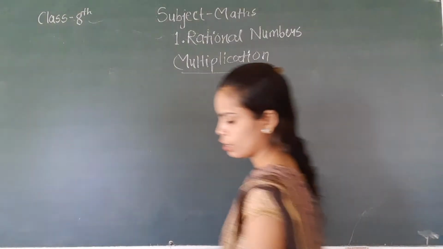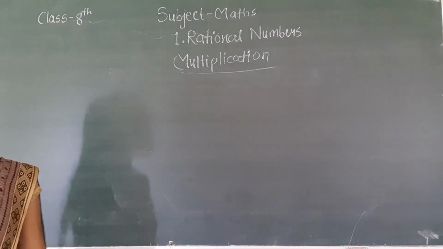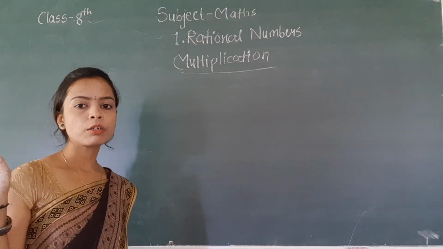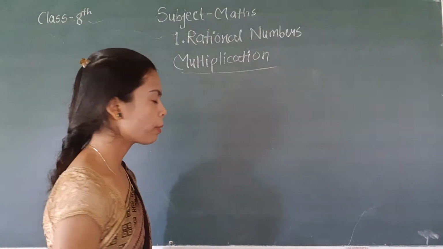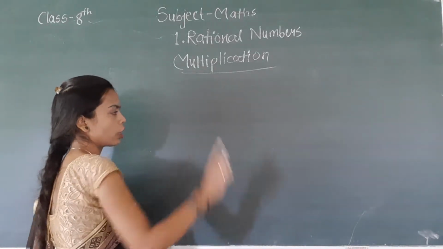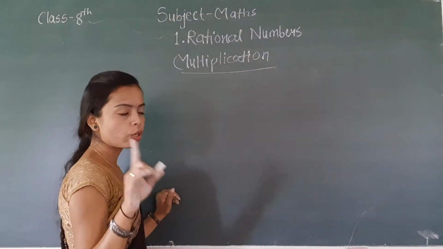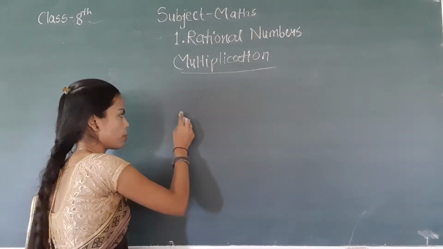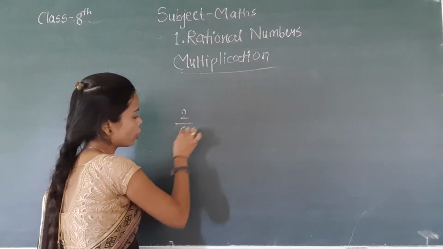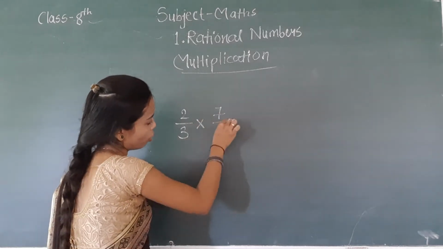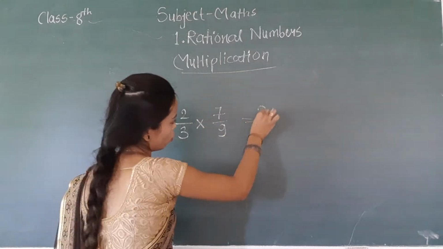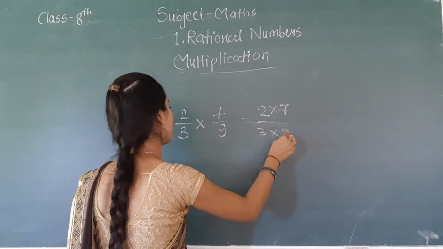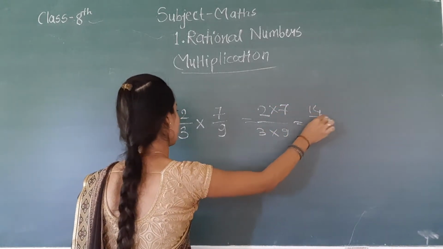Commutative property is, if you are changing the order of your rational numbers when multiplying, your answer must not change. Same example again: 2 upon 3 multiplied with 7 upon 9. Your answer is 2 into 7, and in the denominator it's 3 into 9. So your answer is 14 upon 27.